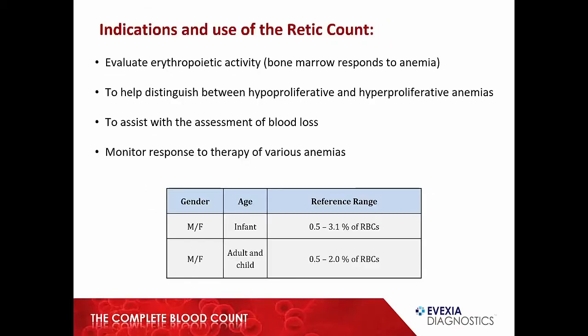So here are the indications and use of the reticulocyte count. As I said earlier, evaluate erythropoietic activity, in other words, bone marrow response to anemia. It's used to help distinguish between hypoproliferative and hyperproliferative anemias, to assist with the assessment of blood loss, and to monitor treatment of various anemias. And below is the reference range.